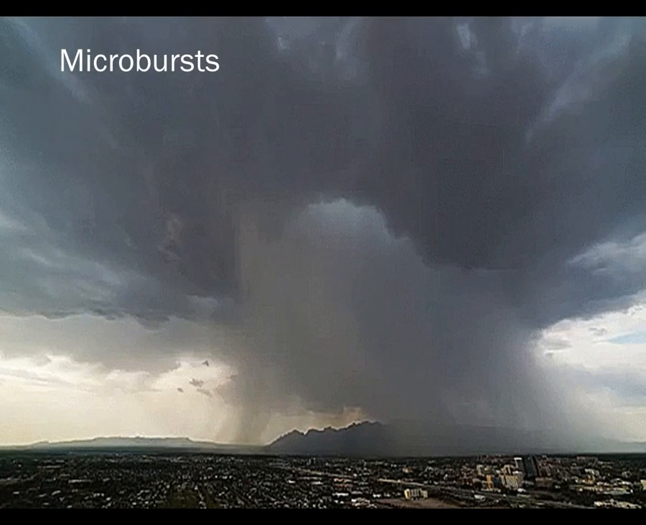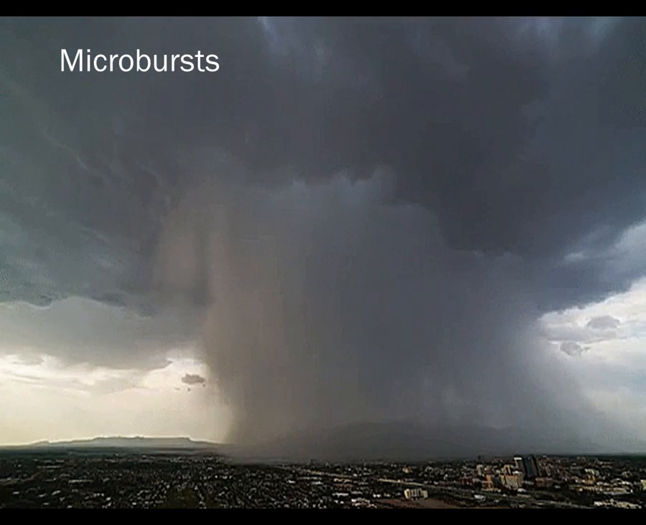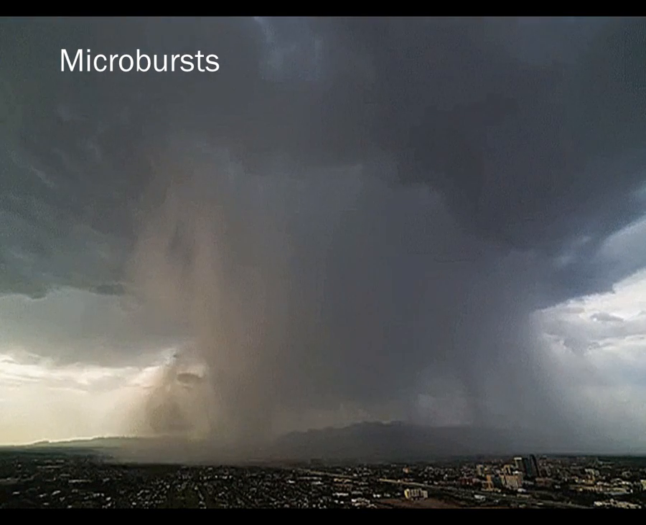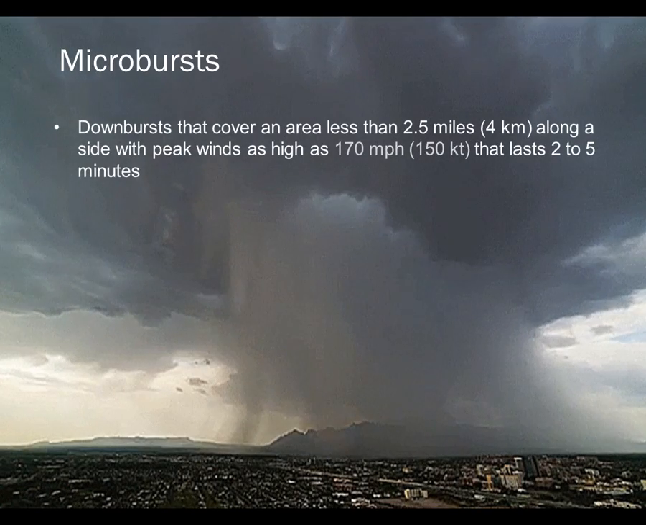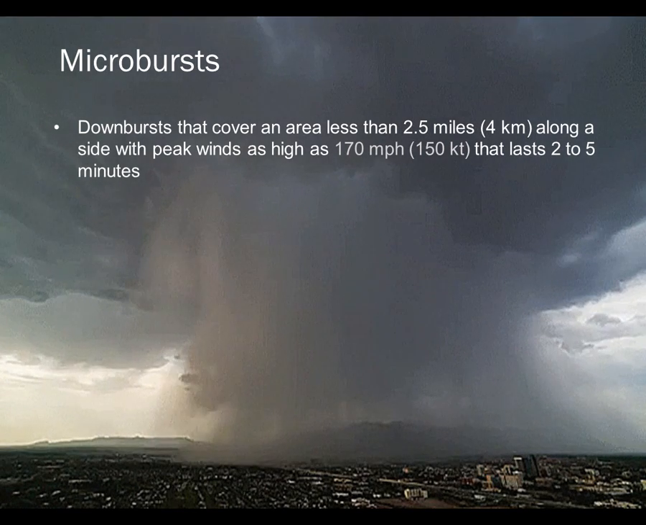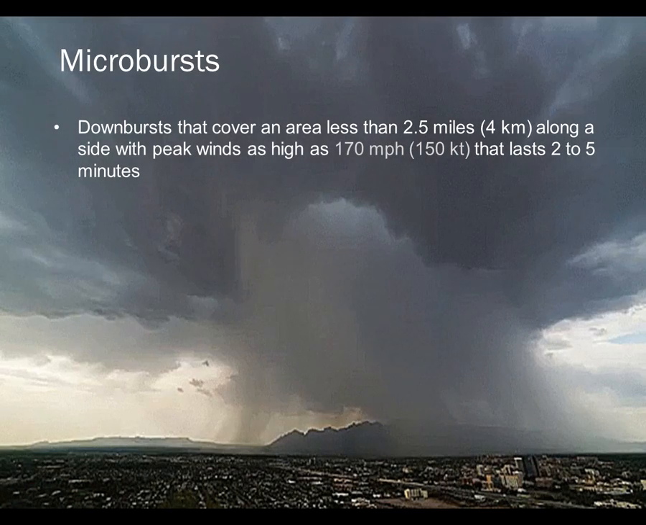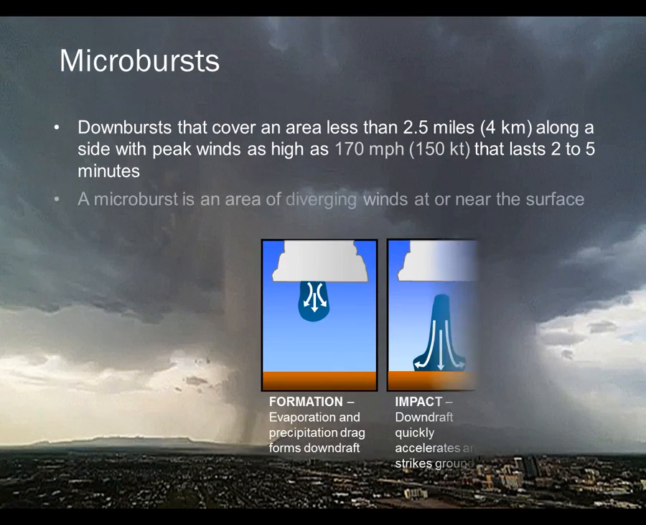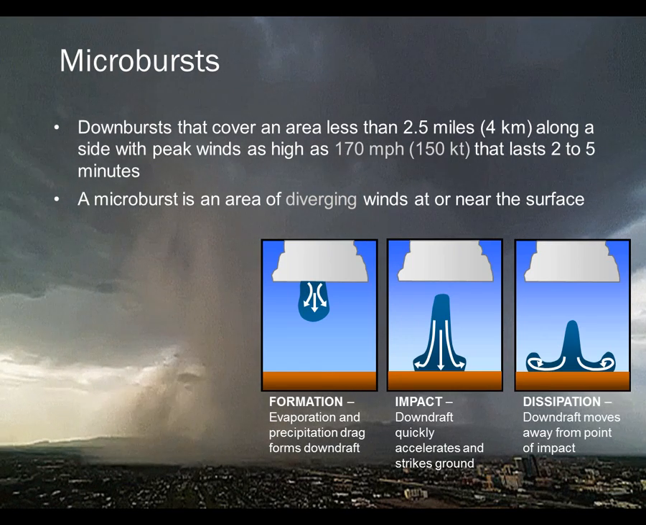Wind shear is produced by thunderstorms in two ways. The first way is through a phenomenon called a microburst. Microbursts are downbursts that cover an area of less than 2.5 miles, with peak winds as high as 170 miles an hour that last 2 to 5 minutes. It's an area of diverging winds at or near the surface.